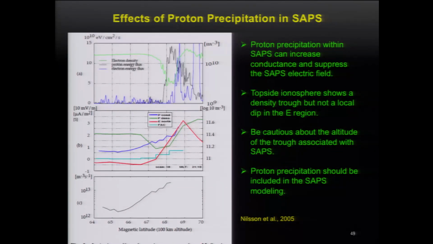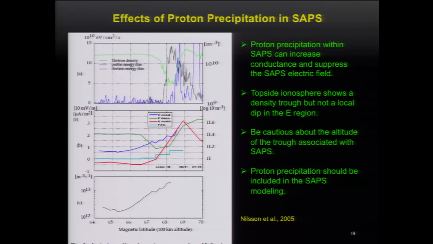In all of the previous studies, none of them considered proton precipitation. But we have known that proton precipitation can also be a very important ionization source in the dusk side and the pre-midnight sectors. Here is an example from Nielsen 2005. The black curve here is the proton energy flux. The blue one is the electron. This is very typical in the dusk side.